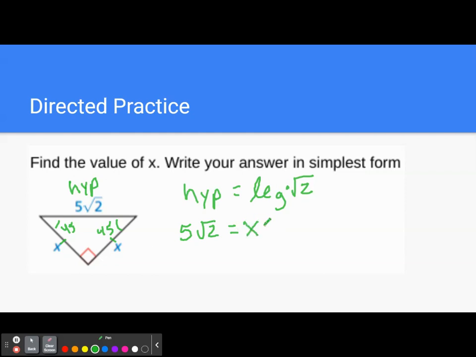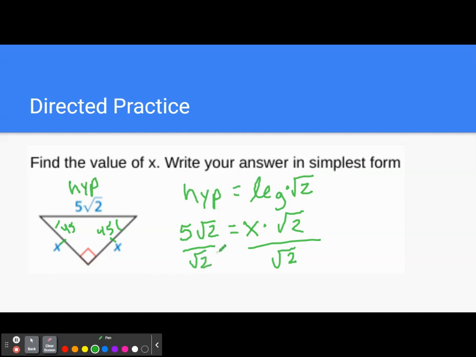X. So for your equation, you have 5 square roots of 2 equals x times the square root of 2. Now, going all the way back to algebra, addition and subtraction are opposites. Multiplication and division are opposites. So I'm trying to get x by itself, and I'm multiplying by the square root of 2. How could I get x by itself? Divide. So you're going to divide both sides by the square root of 2.